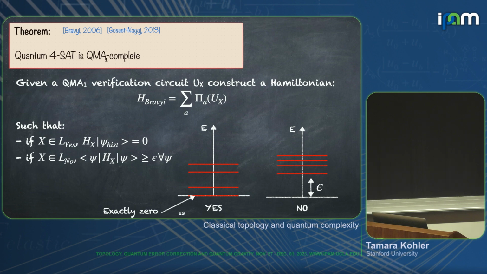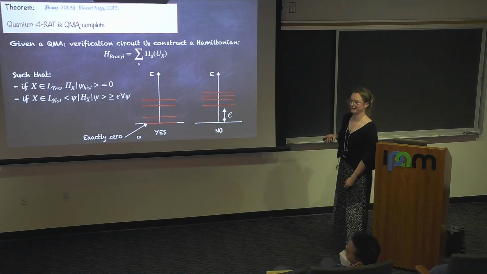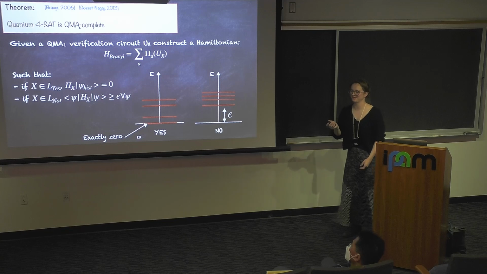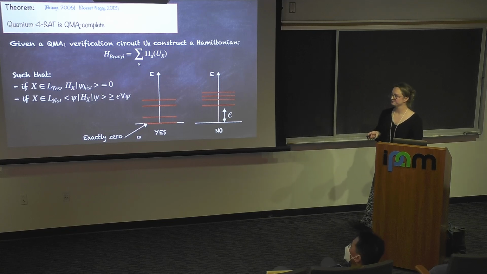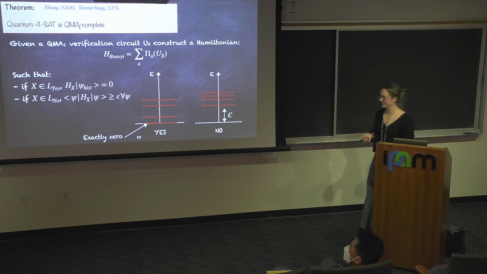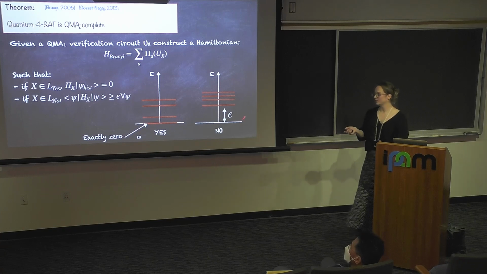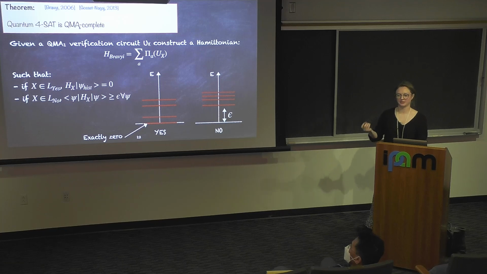Is HX the same as HRO? Yes, sorry, I changed notation halfway through, but those should be the same Hamiltonians. So what we have is that in yes instances, there is exactly a zero eigenstate for this Hamiltonian, while in no instances, all states of this Hamiltonian are bounded away from zero.